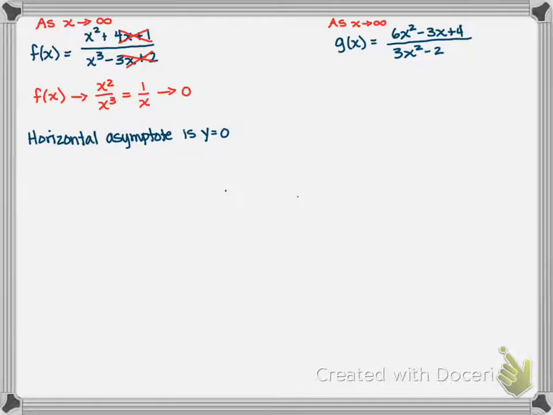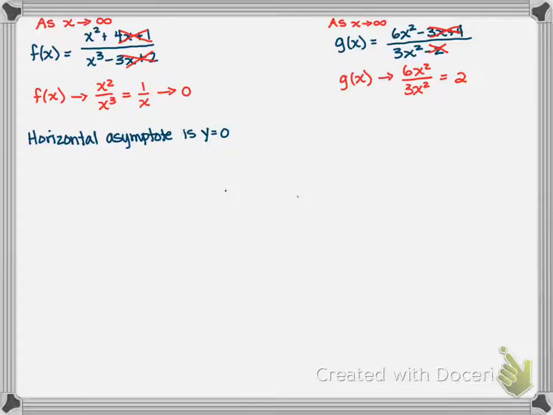again, those leading terms, so the term with the biggest exponent, is going to dominate everything, which means we don't even have to worry about the other terms. So this function is going to tend towards x squared divided by 3x squared, which is what? It's just 2, right? The x squareds cancel. And 6 divided by 3 is 2.